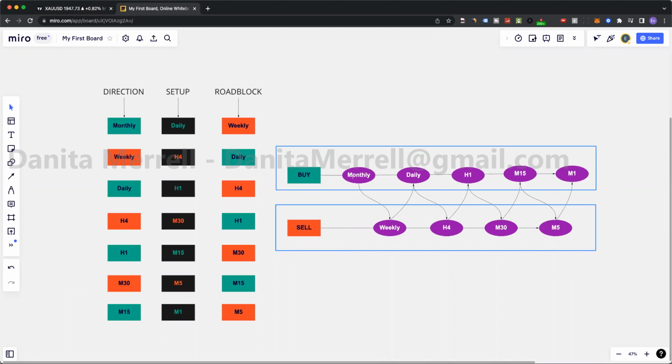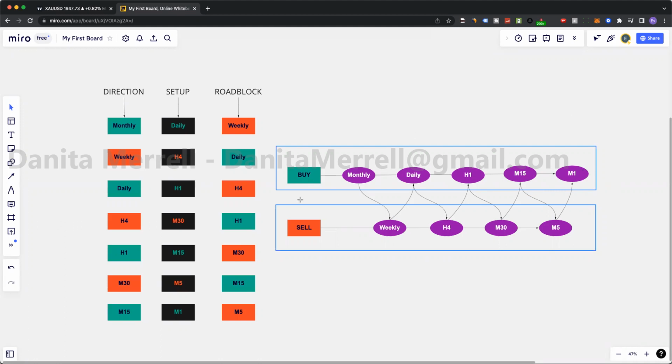So if I have monthly buys, then I should have weekly sells. If I have weekly sells, then I should have daily buys. If I have daily buys, I should have H4 sells, H1 buys, M30 sells, M15 buys, M5 sells, M1 buys. That's how the market is broken down fractally.